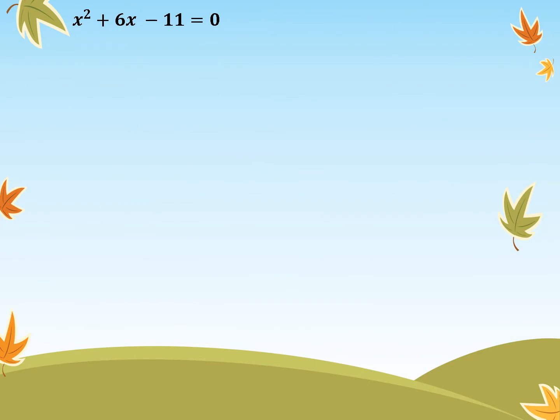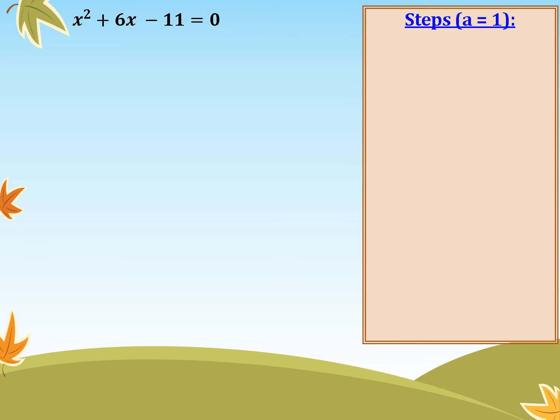Let's jump in and look at our first example. X squared plus 6x minus 11 equals 0. So we're going to show you two examples today on how we complete the square when a is 1, and then we're going to show you one example on how to complete the square when a is not 1. I promise you, if you follow these steps and do them in order, you should arrive at the same answer that I get.